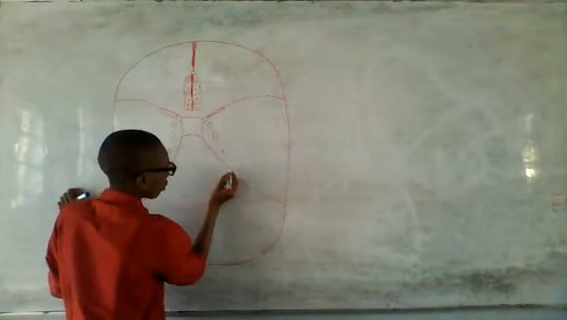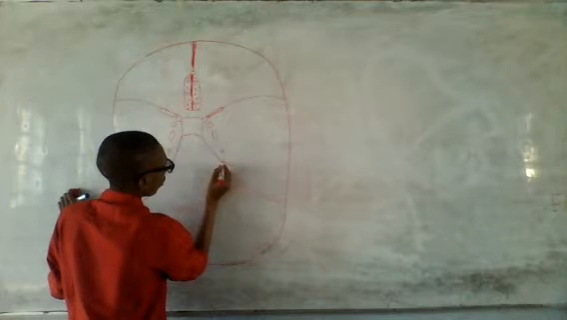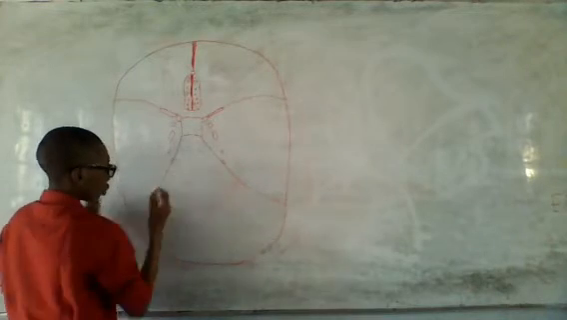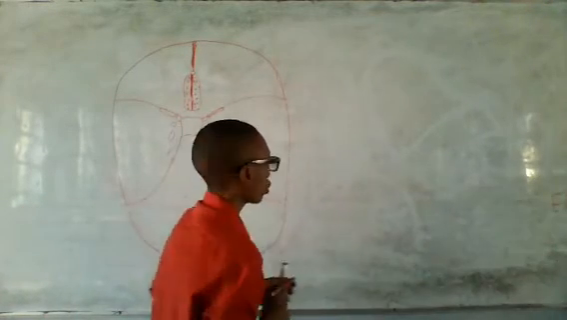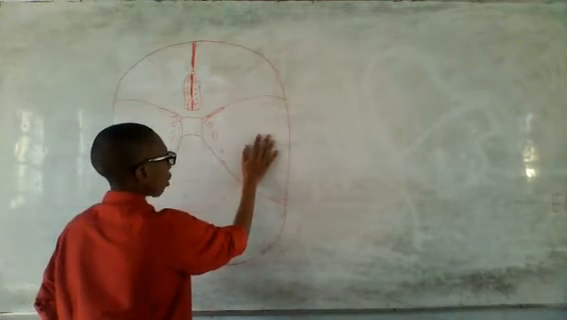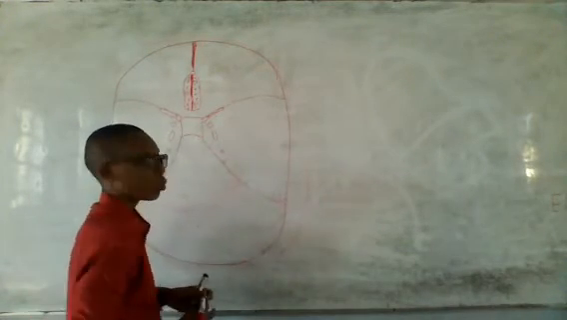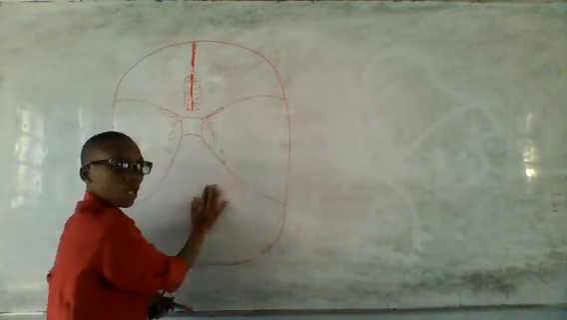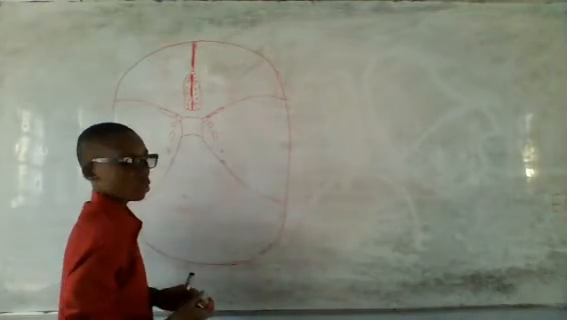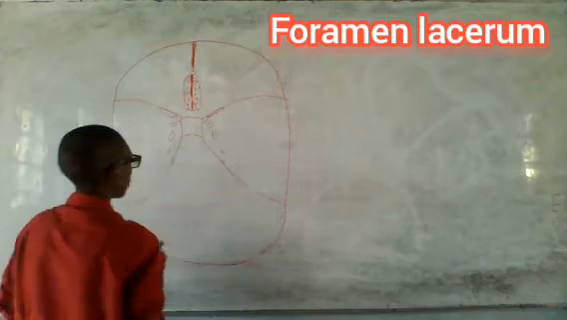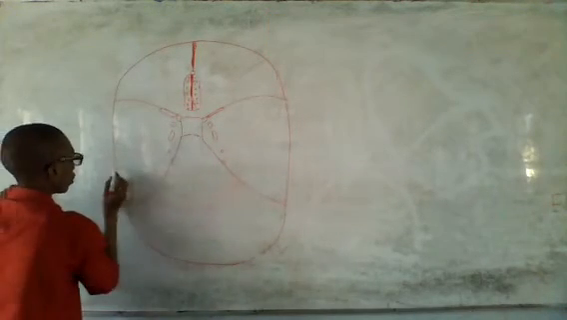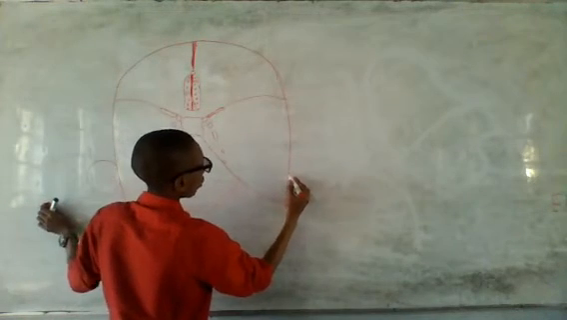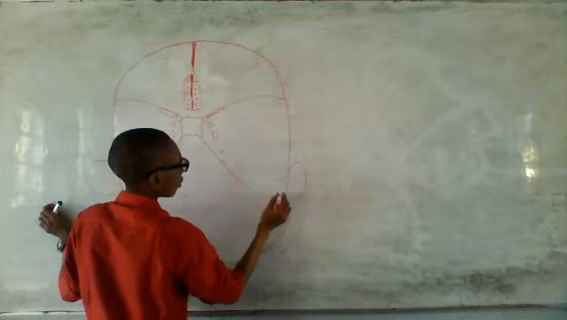Then within this region, you're going to find another foramen. It is usually between the junction of the temporal bone and the occipital bone. That foramen, between the junction of the temporal bone and the occipital bone, is called the foramen lacerum. Now, let's assume this is one of your ears, because this is the region where your ear is. And then you get the extension.